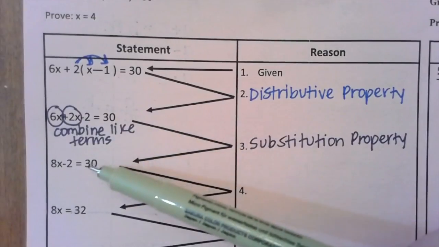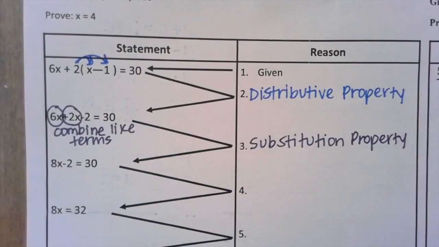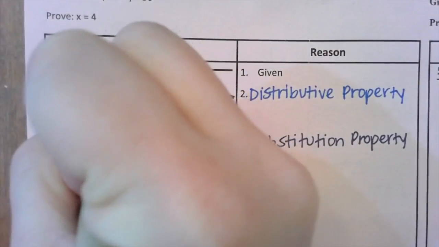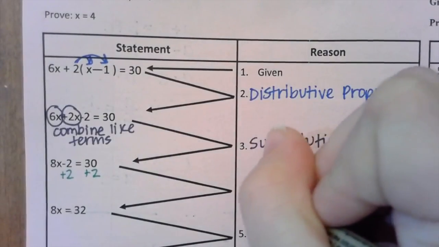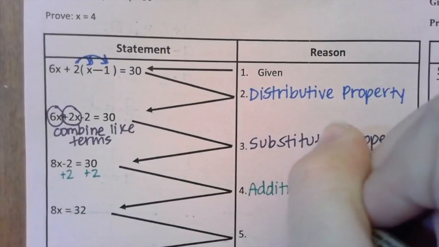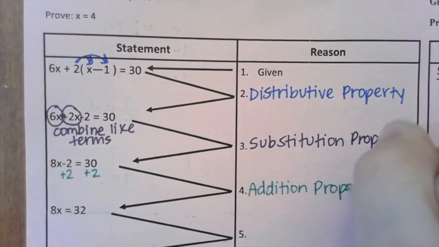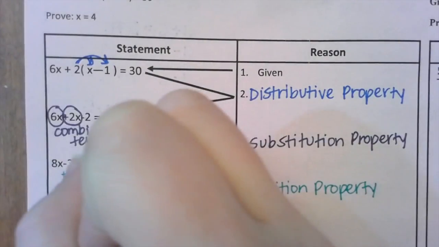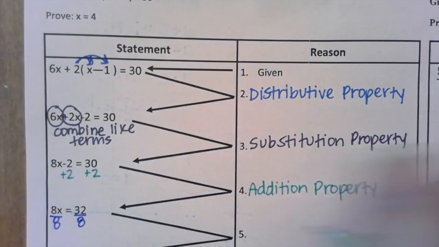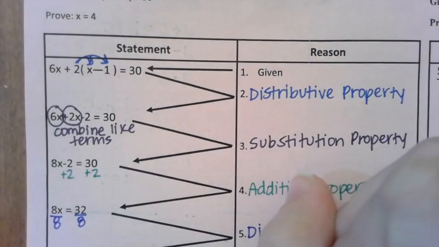Now we need to figure out how we get from here to here. Well, our next step would be to add 2 to both sides. And how is that true? The addition property. We added. If we add 2 to both sides, we get 8x equals 32. Now how do we get from that to x equals 4? Well, we would divide by 8 on both sides, which is the division property because we're dividing.